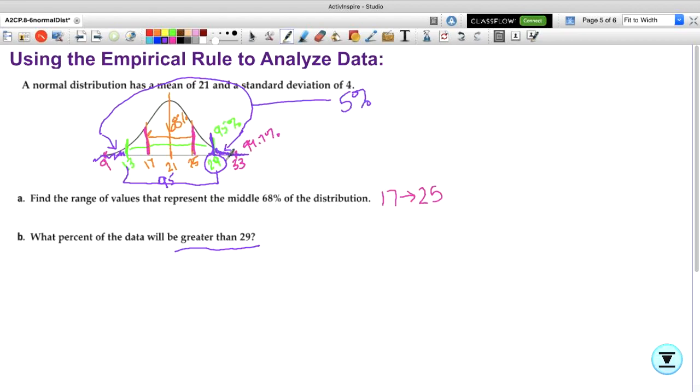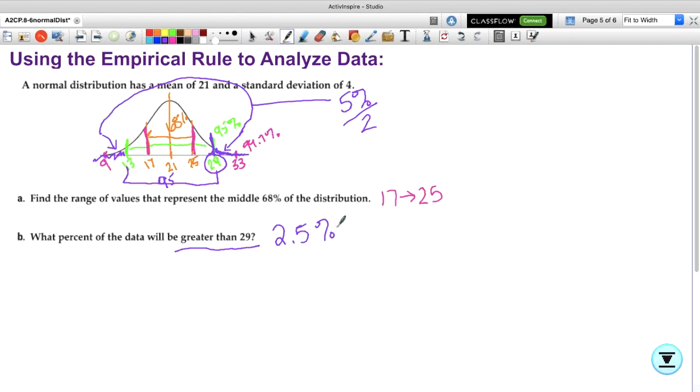Now, I want to remind you why. If from 13 to 29 is going to be 95% and this whole curve is 100, then I would do 100 minus that 95 to get me to the 5%. So that helps me a little bit because now I know that this chunk right here is one of the two tails. So I'm going to take that 5% and divide it by 2, because I don't want both ends, I just want this one end. So I end up getting 5% divided by 2, which is 2.5%.